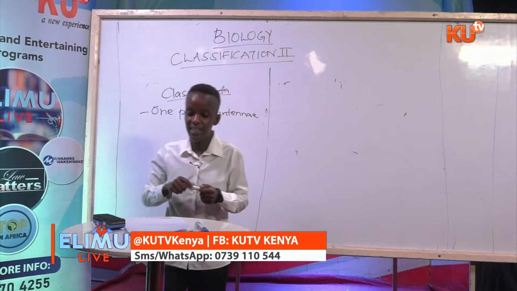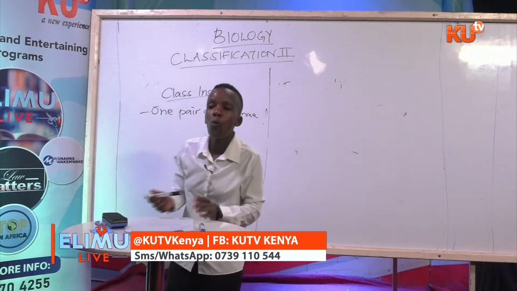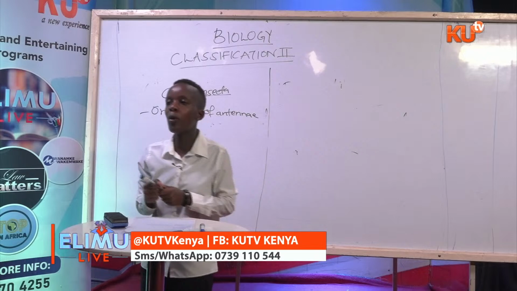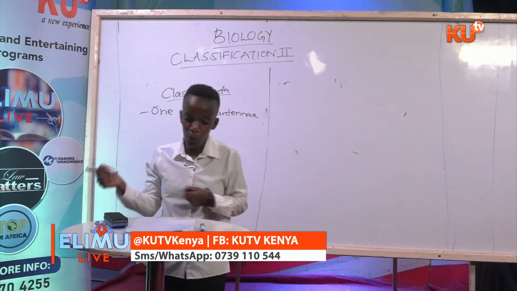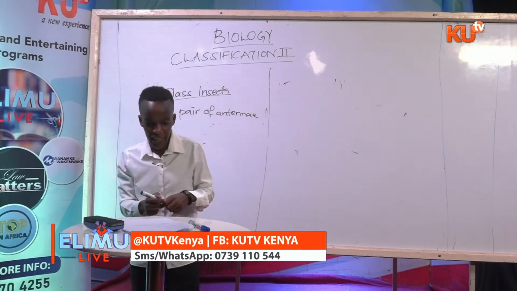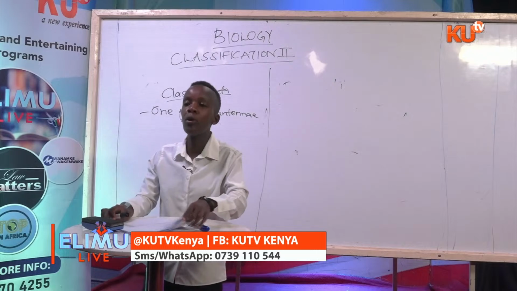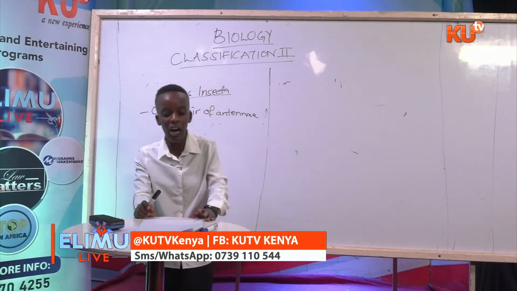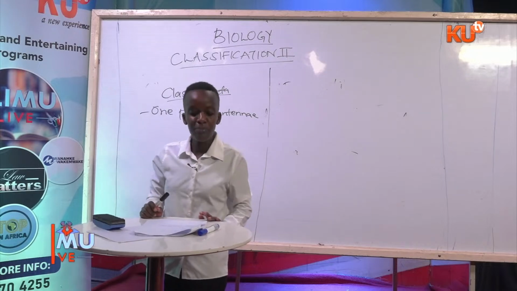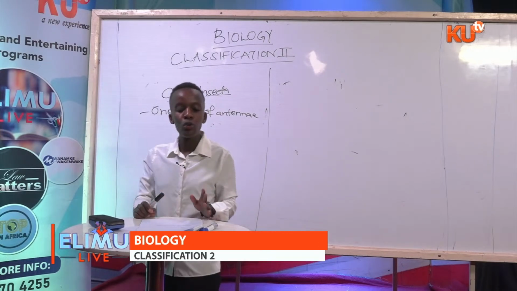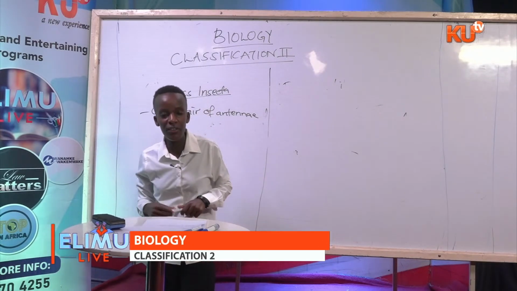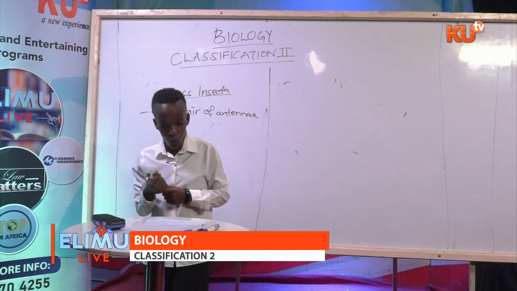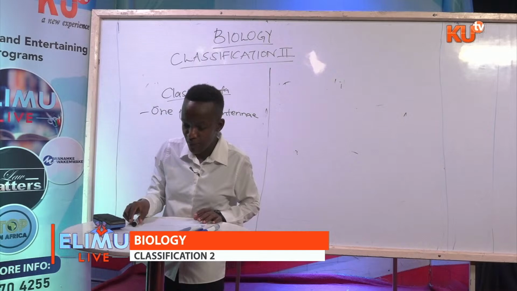One pair of antennae. They have one pair of compound eyes and many simple eyes. Another characteristic which will be very evident when you see a housefly is that they usually have one or two pairs of wings. This makes them a special class.